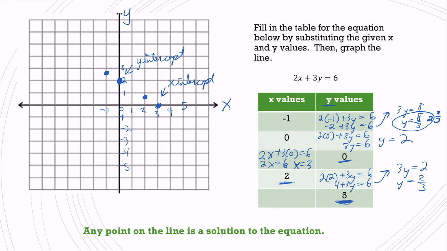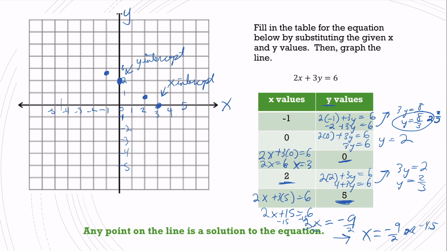Lastly, let's take a look at when y is 5. So I substitute that in. I have 2x plus 3 times 5 equals 6. 2x plus 15 equals 6. So I have 2x equals -9 when I subtract 15 from both sides. I divide both sides by 2, again running out of room. So x is -9/2 or -4.5. So when x is -4.5, so right around here, y is going to be a +5.